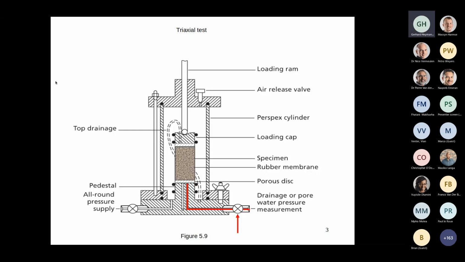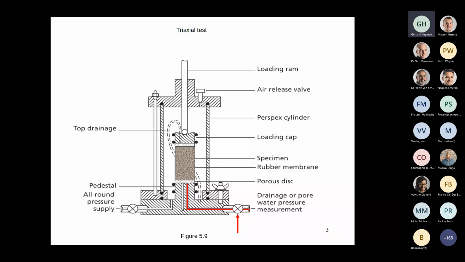We can only do an unconsolidated undrained test if the following is possible. If we can take the sample out of the ground, be it a borehole, be it a test pit, but it doesn't matter. If we can transport it to the laboratory, if we can prepare the sample, put it on the triaxial pedestal, put the membrane on, apply the cell pressure without changing the effective stress. Then, and only then, can we do an unconsolidated undrained test.